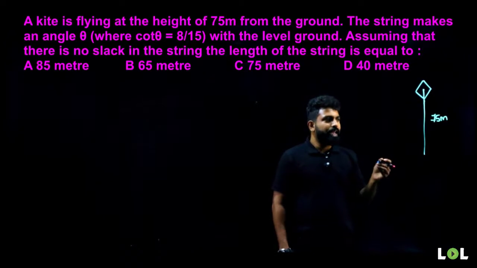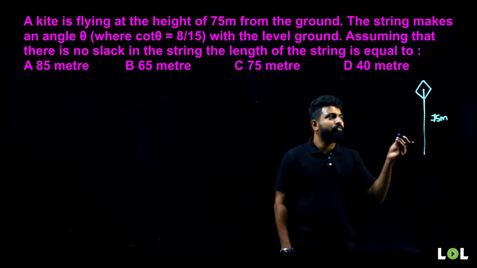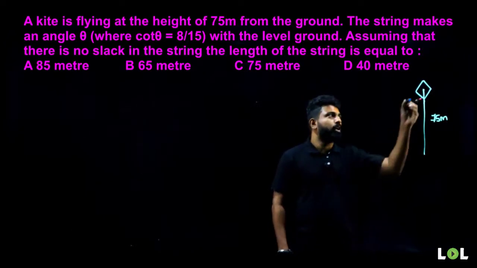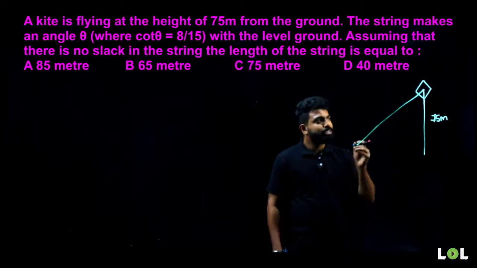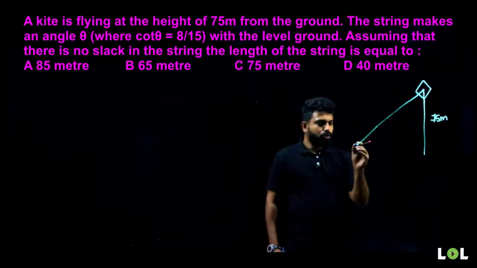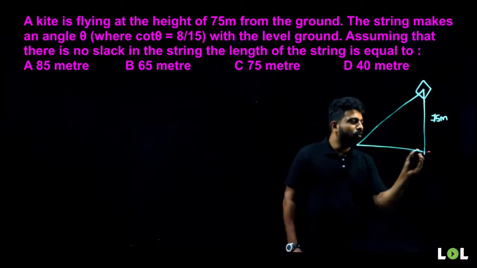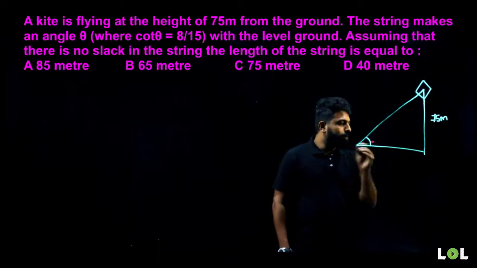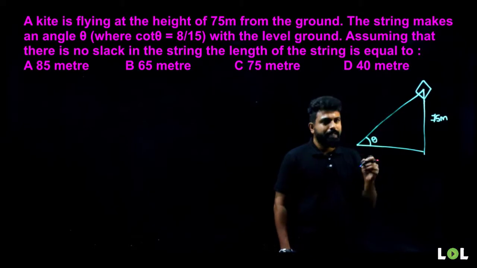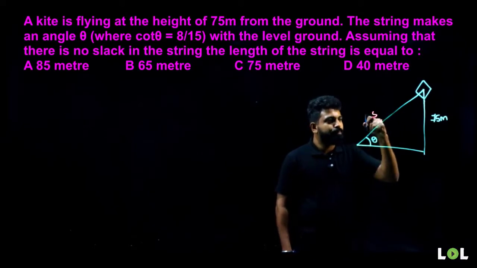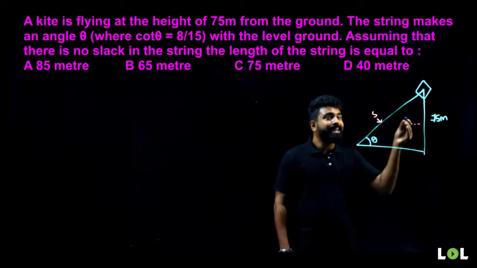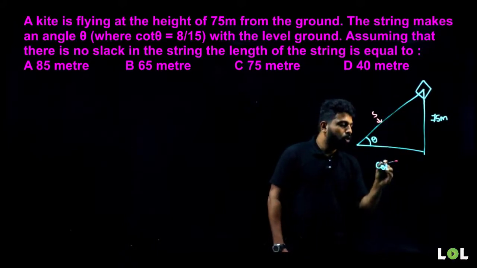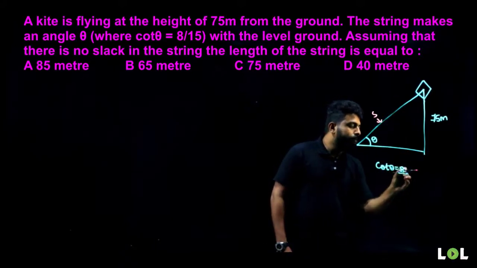Now what they are telling is, the string makes an angle of theta with the level of ground. So the string will be tied to the kite. This is how we fly the kite. So this is making an angle of theta with the ground. This is nothing but my ground level. This is theta. This is my string. Now they are telling, where cot theta is 8 by 15. Cot theta is 8 by 15.